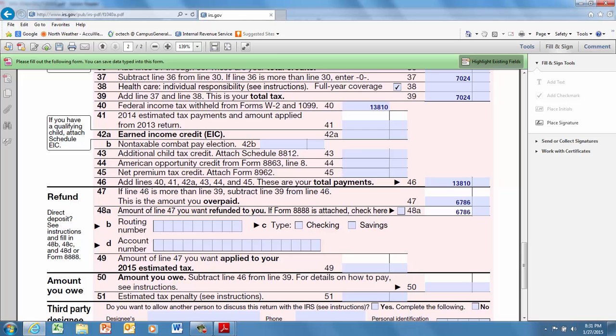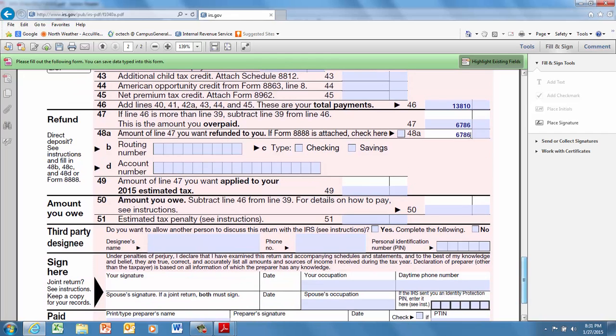Now, again, we talked about Form 8888 back in the 1040EZ video, and we don't need that. If they want their 6786 sent to them as a direct deposit, they will get it a lot quicker, and that's a lot of money. So you would think they would want it quickly. They would put in their banking information here, and it would be direct deposited to them.